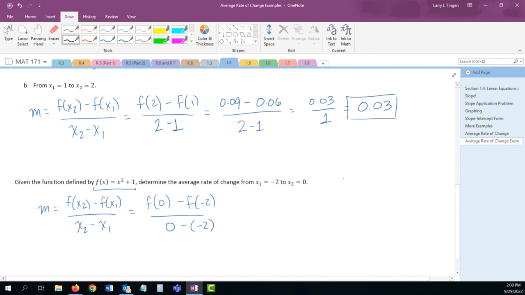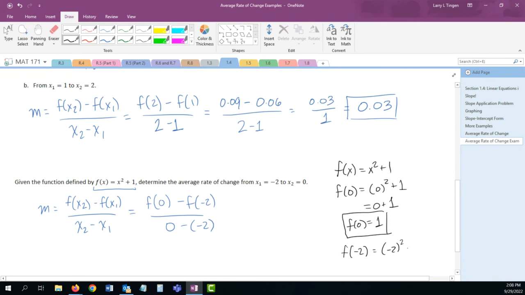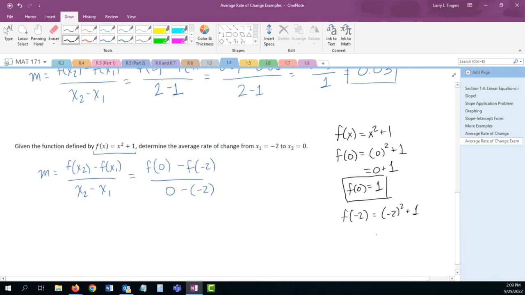Okay? So I'm going to come out here to the side and indicate if f of x is x squared plus 1, then f at 0 is 0 squared plus 1, which is 0 plus 1, which is 1. So f at 0 is 1. And then the other one I need is f at negative 2. F at negative 2 is negative 2 squared plus 1. Negative 2 times negative 2 is positive 4. Positive 4 plus 1 is 5. F at negative 2 is 5.